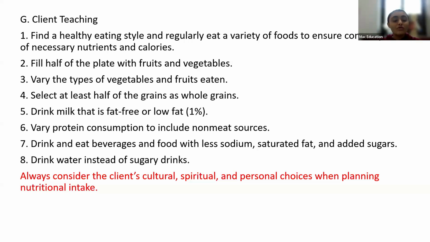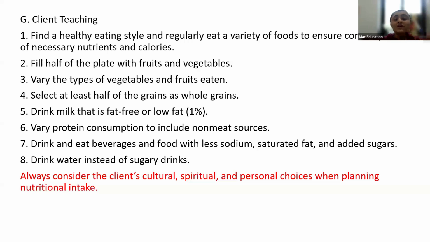So we have to tell the patient to include variety in protein consumption. Like, a patient will say, "I am taking rajma. I am eating rajma, so from rajma I will get protein." It is not like that. Along with rajma, you have to eat something else to get all the essential amino acids.